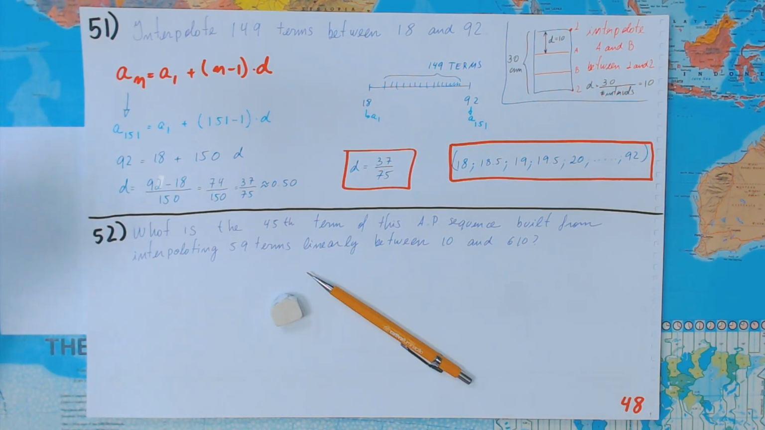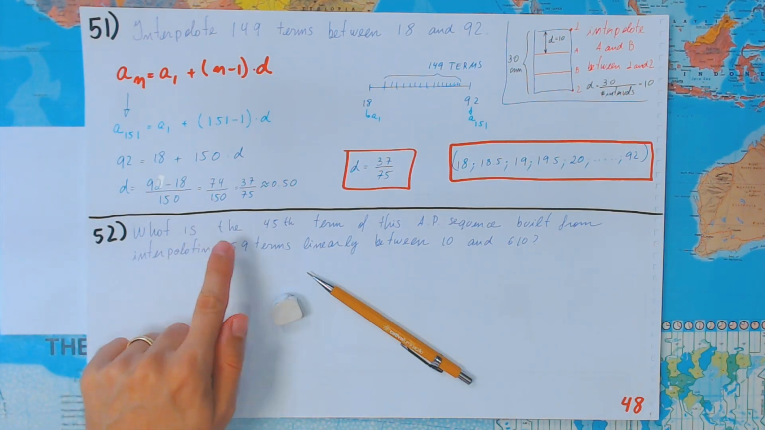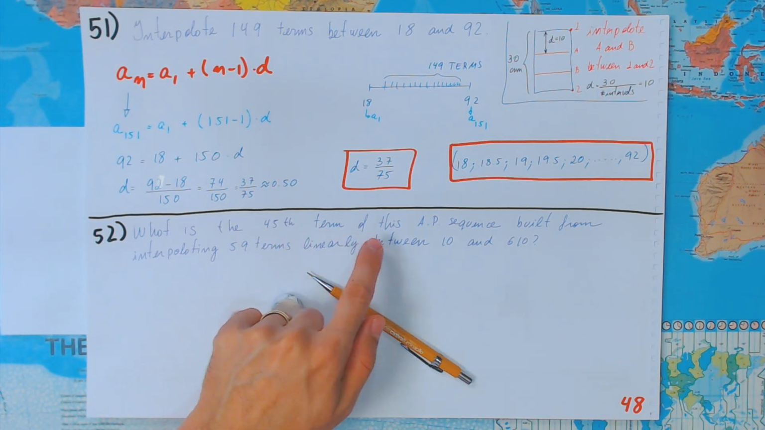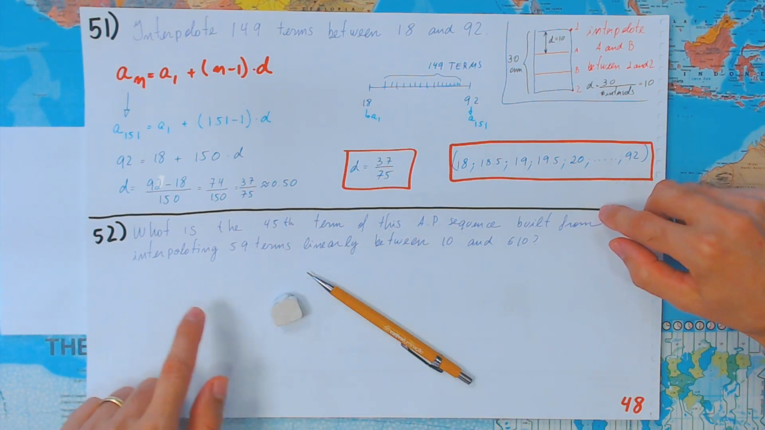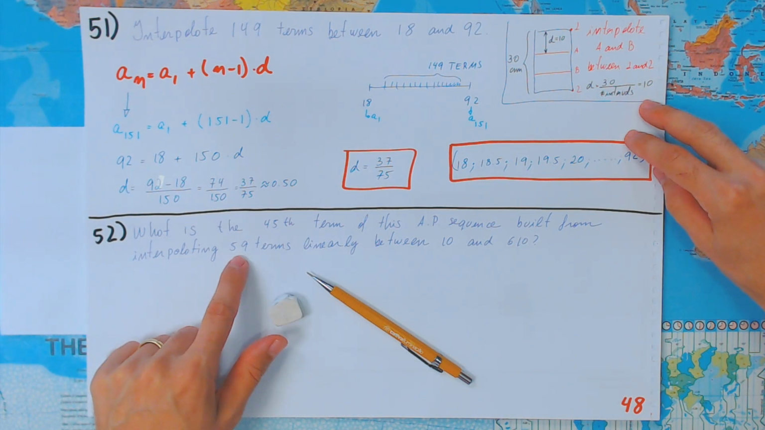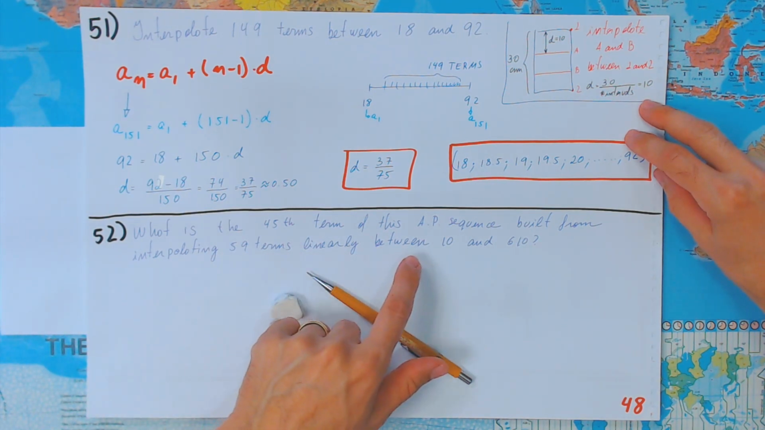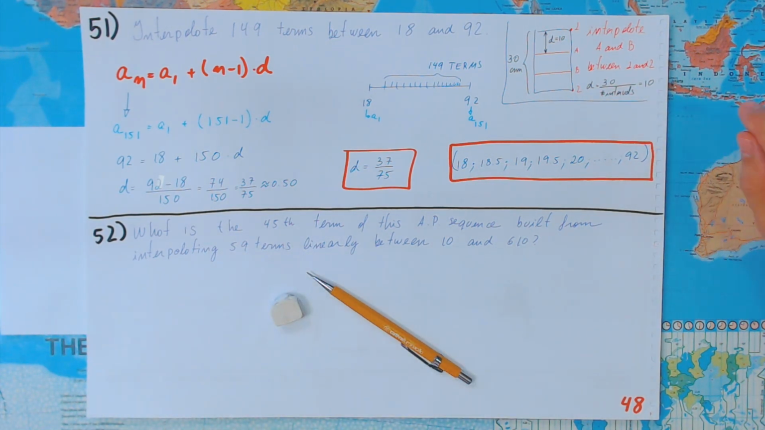Okay, now let's see this exercise. What is the 45th term of this sequence built from interpolating 59 terms linearly between 10 and 610?